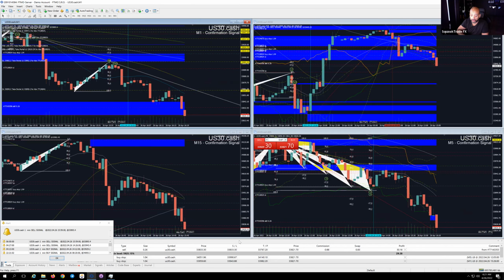it already took a partial. It already took the partial. You see, this is already at 0.26 lot size, so it already took partials. Let me take a look at here.